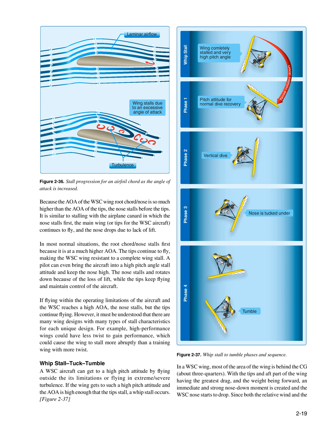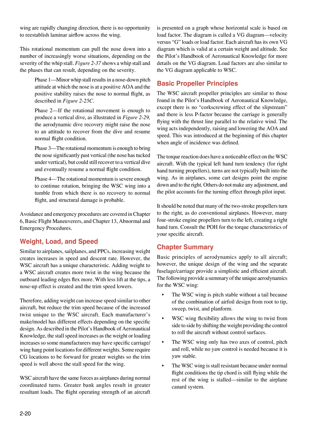Whip stall, tuck, tumble. A WSC aircraft can get to a high pitch attitude by flying outside its limitations or flying in extreme/severe turbulence. If the wing gets to such a high pitch attitude and the AOA is high enough that the tips stall, a whip stall occurs. Figure 237. In a WSC wing, most of the area of the wing is behind the CG, about 3/4. With the tips and aft part of the wing having the greatest drag, and the weight being forward, an immediate and strong nose down moment is created and the WSC nose starts to drop. Since both the relative wind and the wing are rapidly changing direction, there is no opportunity to re-establish laminar airflow across the wing.